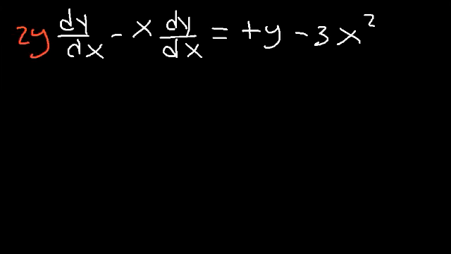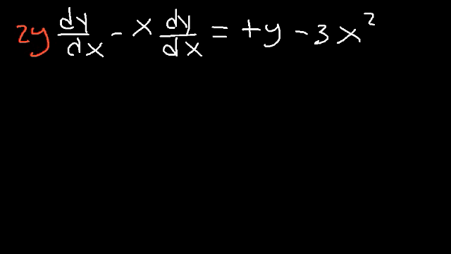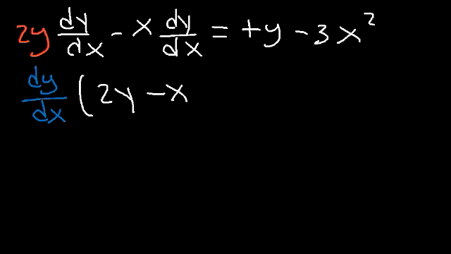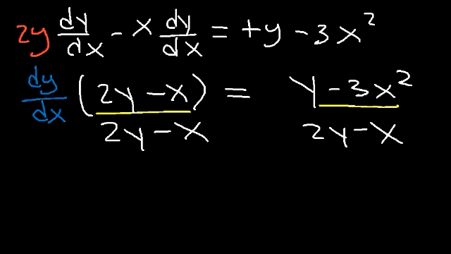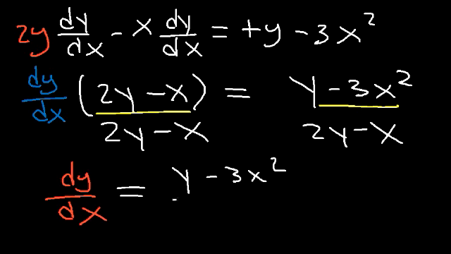So at this point, we need to factor the GCF on the left side, which is dy dx. So if we take out dy dx, we're going to have 2y minus x equals everything on the right side. The last thing that we need to do is divide both sides by 2y minus x. So here's our final answer for the first derivative. dy dx is equal to y minus 3x squared divided by 2y minus x.